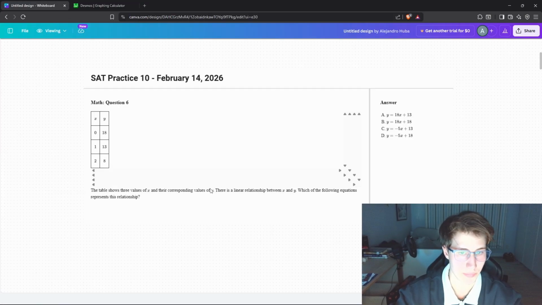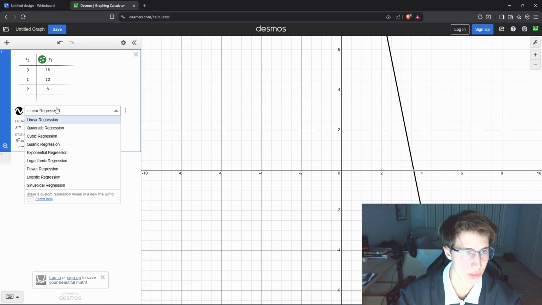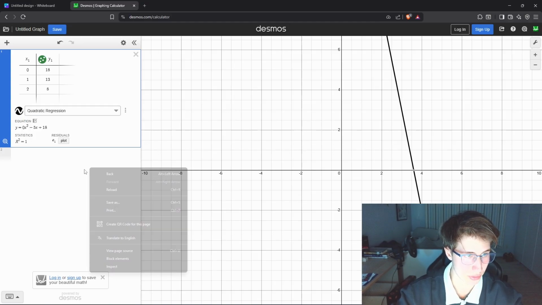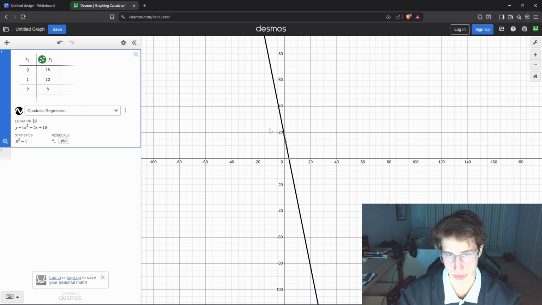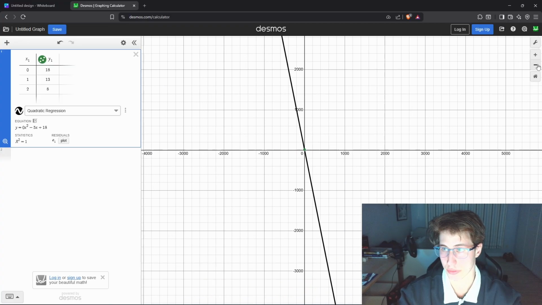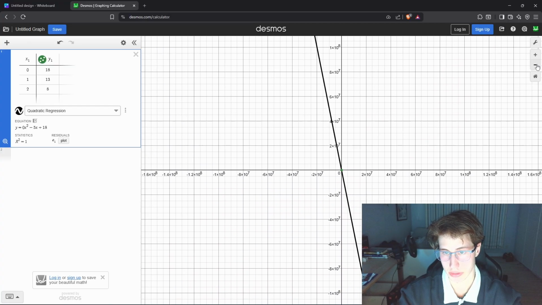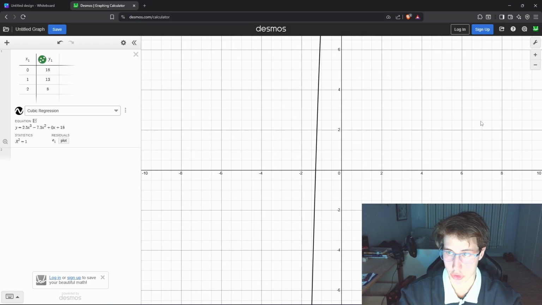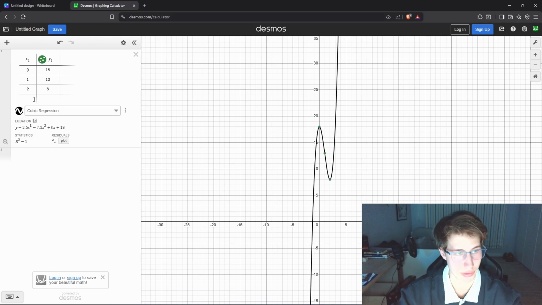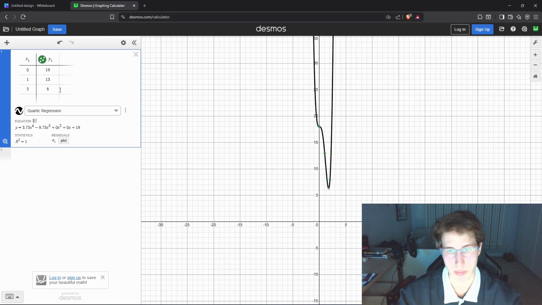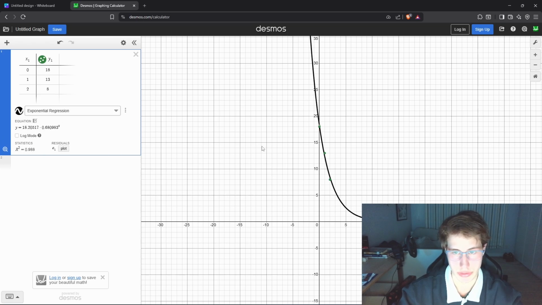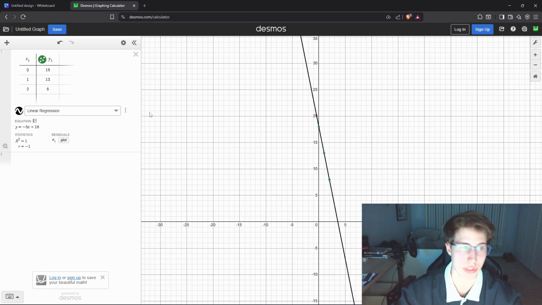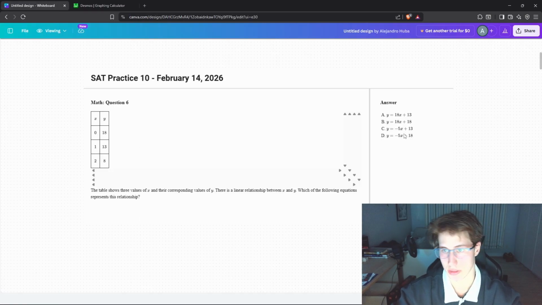We know that it's a linear relationship, so we can do linear regression. But if we were going to do quadratic regression, we could also have it give us a quadratic regression, which in this case is going to be huge for it to be straight, but it'll work. Then we could have a cubic regression as well, or pretty much any kind of regression that we wanted to. Desmos would help us do it. In this case, we just need linear regression, and here's our equation right here: y equals negative 5x plus 18, which is D.